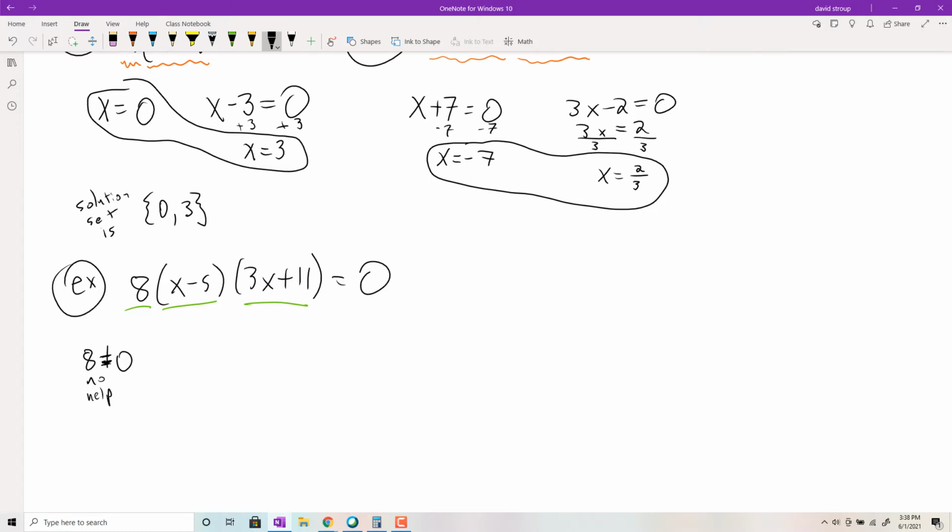The solution will come from these two terms. The x minus 5 could potentially be 0, and the 3x plus 11 could potentially be 0. So add 5 to both sides here. On the second one, subtract 11 on both sides, and then divide by 3.